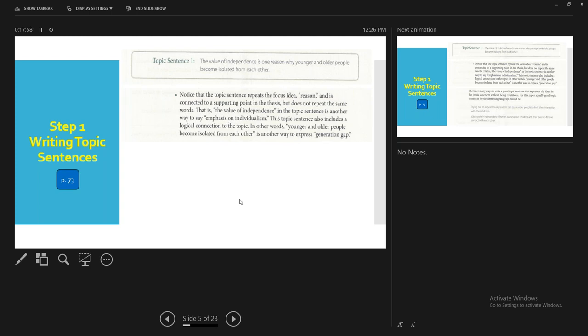Okay, so actually the three qualities are here. Notice that the topic sentence repeats the focus, idea, reason, and is connected to a supporting point in the thesis, but does not repeat the same words. That is the value of independence. And the topic sentence is another way to say emphasis on individualism. The topic sentence also includes a logical connection to the topic. In other words, younger and older people become isolated from each other is another way to express generation gap. Okay, so for this, we can say that this is a good topic sentence.